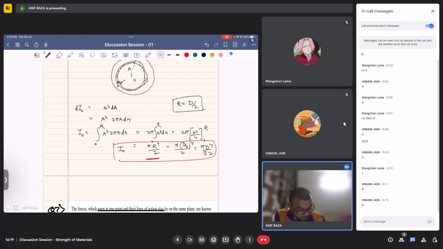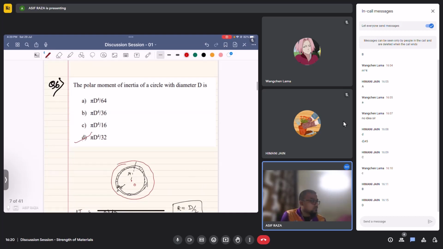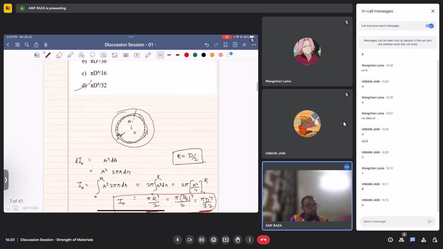So either this would be the answer or this would be the answer. So the answer would be pi d^4 upon 32. Okay, I hope you can get this.